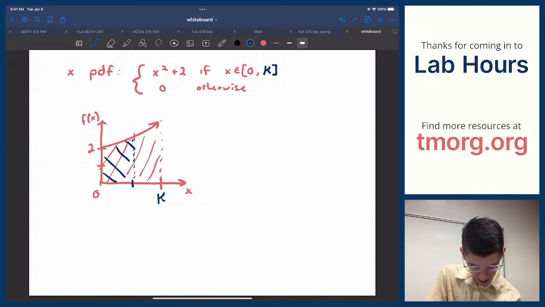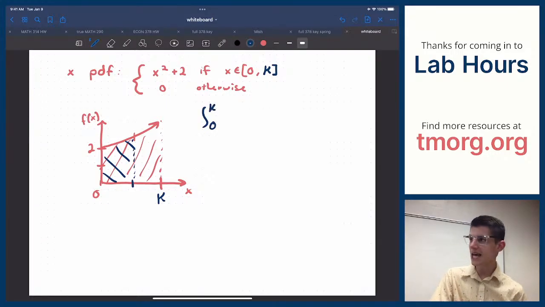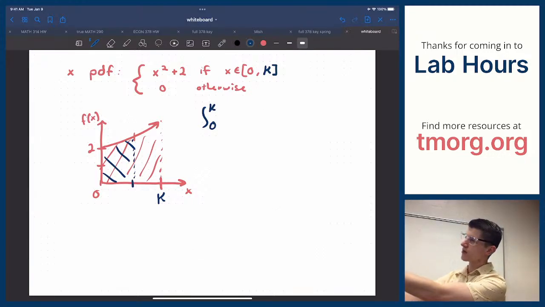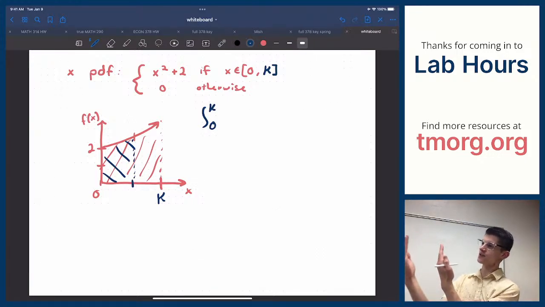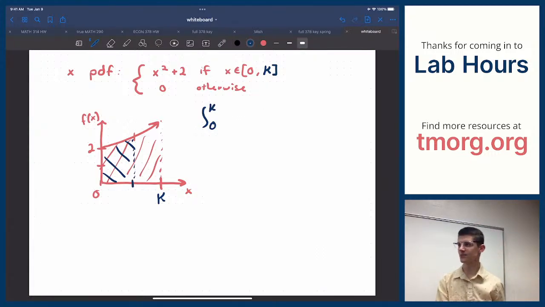So let's integrate from 0 to k. And again, k here can be anything. We don't know what it is. We just know it's going to help us probably bring x in so that we're only looking at 100% of the possible outcomes of x.